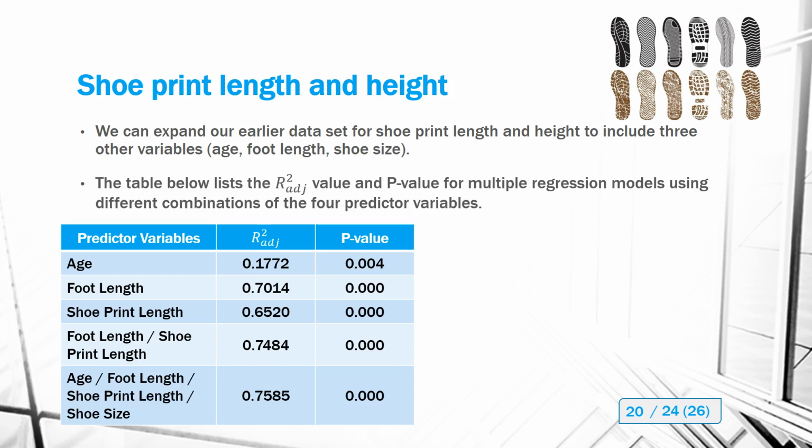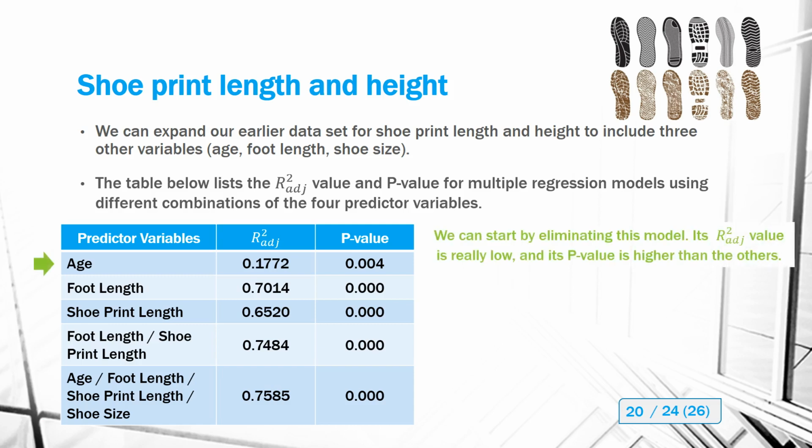So how do we make the decision with this list here? Well, first, we're going to look at this first model up here at the top, okay? And we can actually eliminate this model. Look at its adjusted R-squared value, 0.1772. Compare that with the other adjusted R-squared values in the list. I mean, it's off in a field by itself, and it's way low.